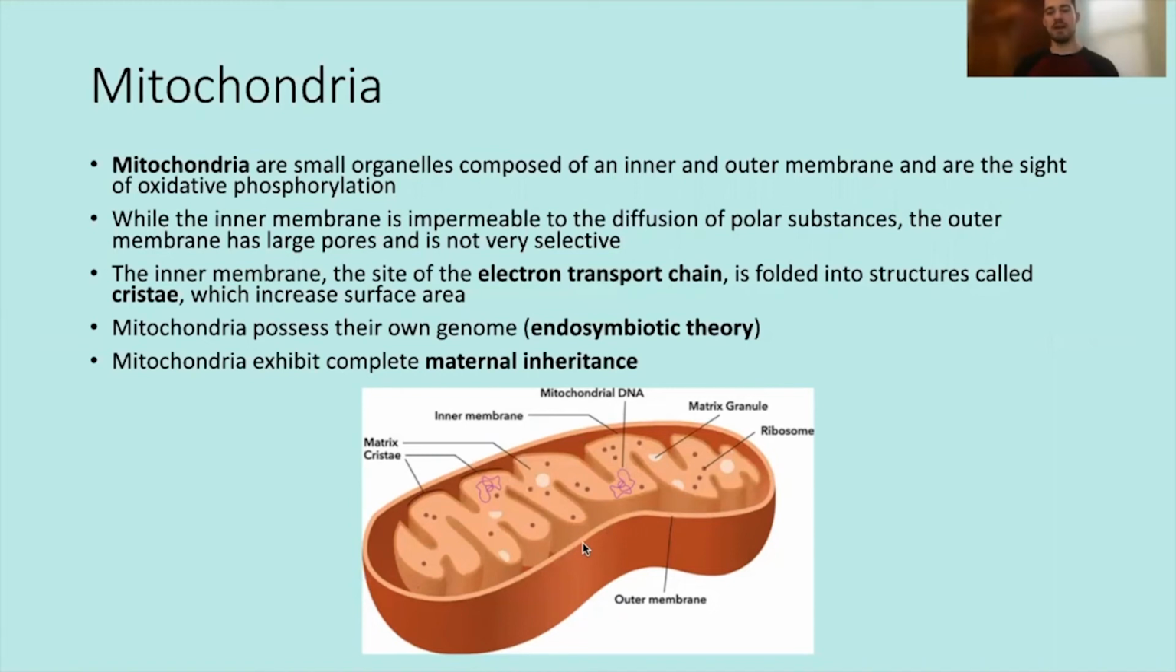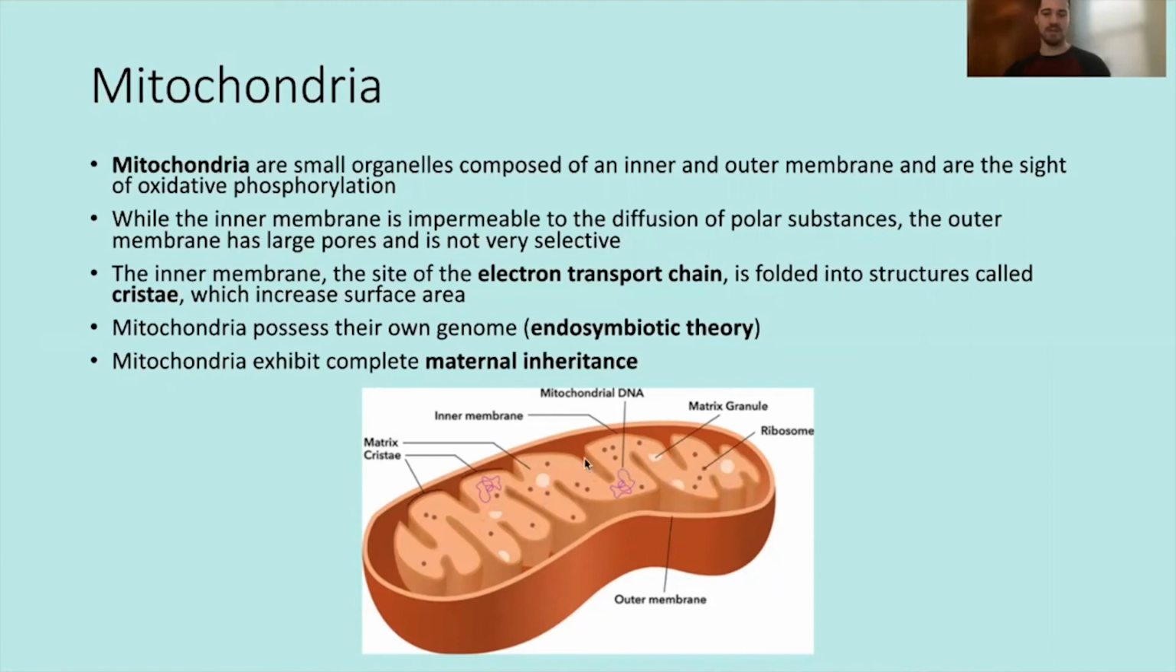The endosymbiotic theory is not something you need to know too much about, but it's just the theory that states that mitochondria were once most likely individual prokaryotic organisms that were taken up by a larger organism. And there's a lot of evidence for the theory. One being that mitochondria exhibit their own genome. They have this double membrane. The inner membrane sort of looks very familiar to gram-negative bacteria.